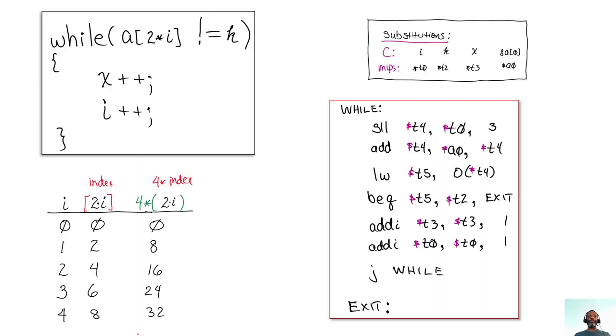And then the final one that we're going to look at is a while loop that involves manipulating the index a bit. So we'll see that in the next example.